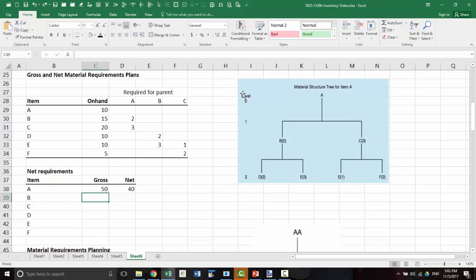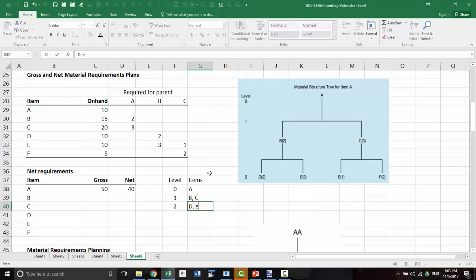Now you look at the level. Here it's a good idea to list the levels 0, 1, and 2, and the items. The item is A, then B and C, and then D and E is the last one.